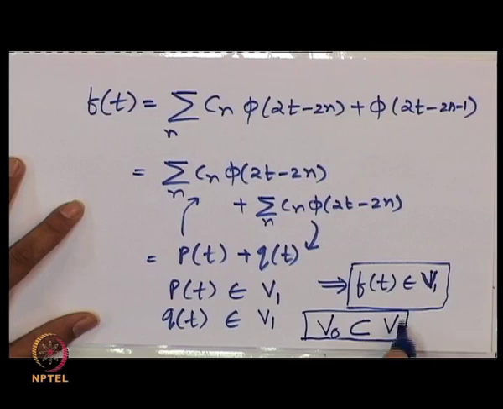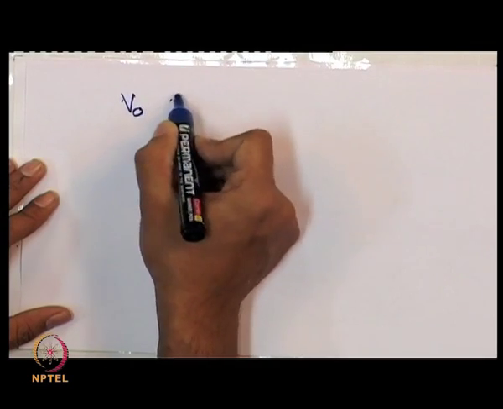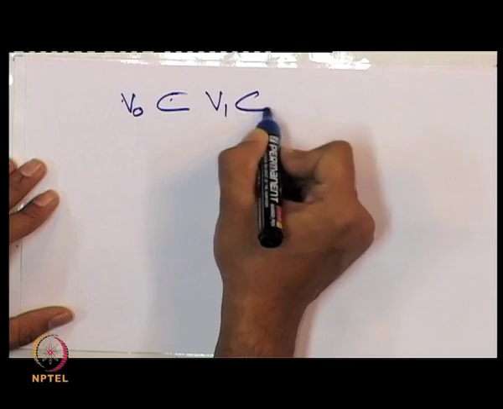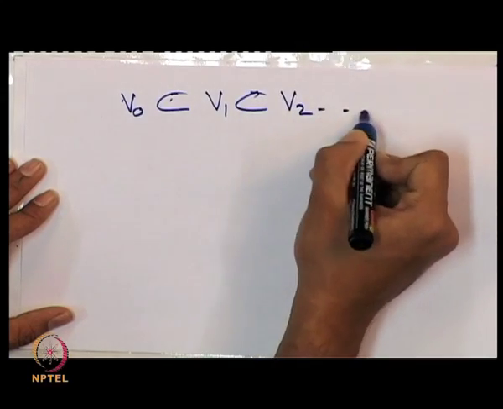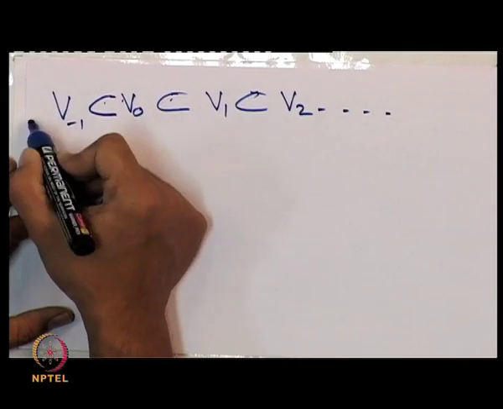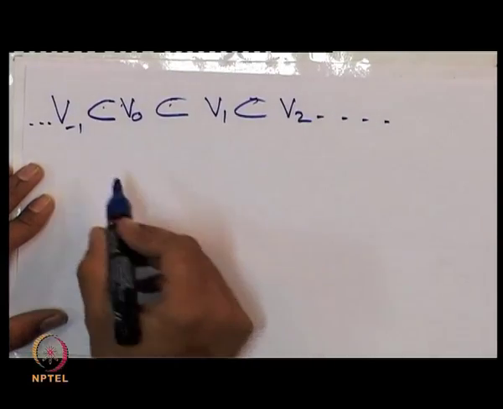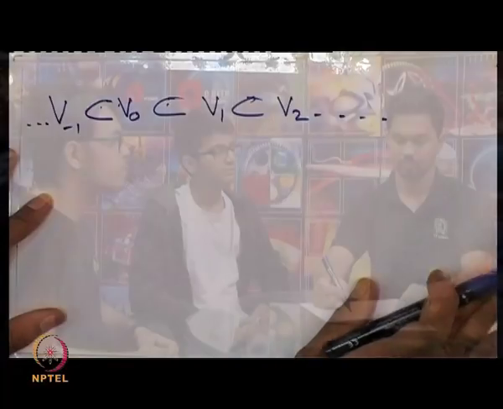You can derive this by induction, the whole ladder of subspaces, which is V0 is a subset of V1 is a subset of V2, and so on. Or you can also go backwards like this, V minus 1 and so on. That's the proof of the ladder of subspaces.